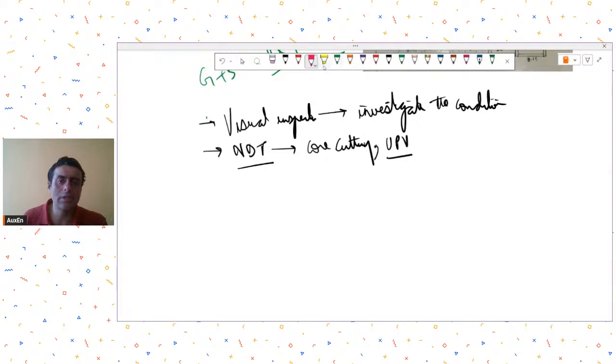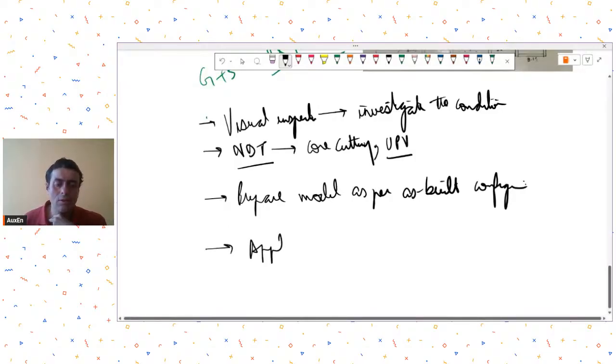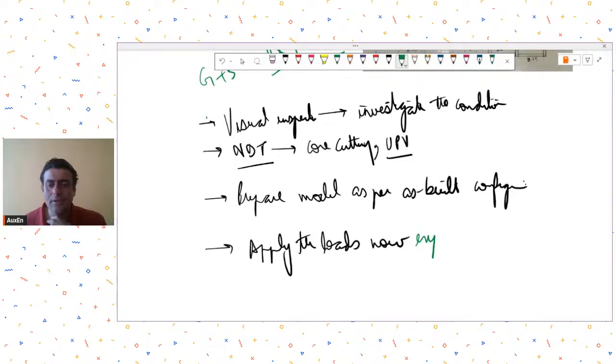Once you have those results, then you go and prepare the model. I'm assuming that you'll use some computer software like ETABS or STAAD. So prepare the model as per the as-built configuration. According to the as-built drawings that you have, prepare one complete model. Then apply the new loads that are now expected because you have converted it into a hospital structure.